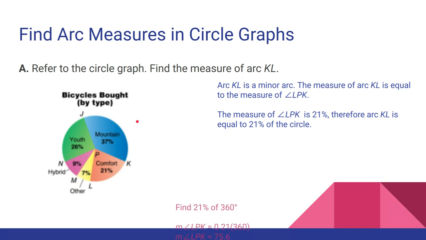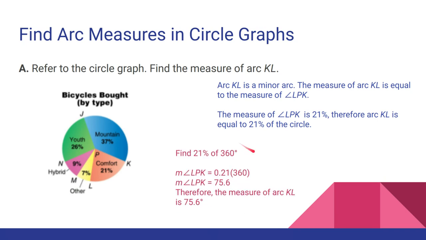So to show some math for this, we have to find 21% of 360 degrees. So you're going to set up your equation as the measure of angle LPK equals 0.21. That's how you convert percentages into decimals. So 0.21 times 360. The measure of angle LPK is going to be 75.6. Therefore, the measure of arc KL is 75.6 degrees. Pretty straightforward, pretty simple.